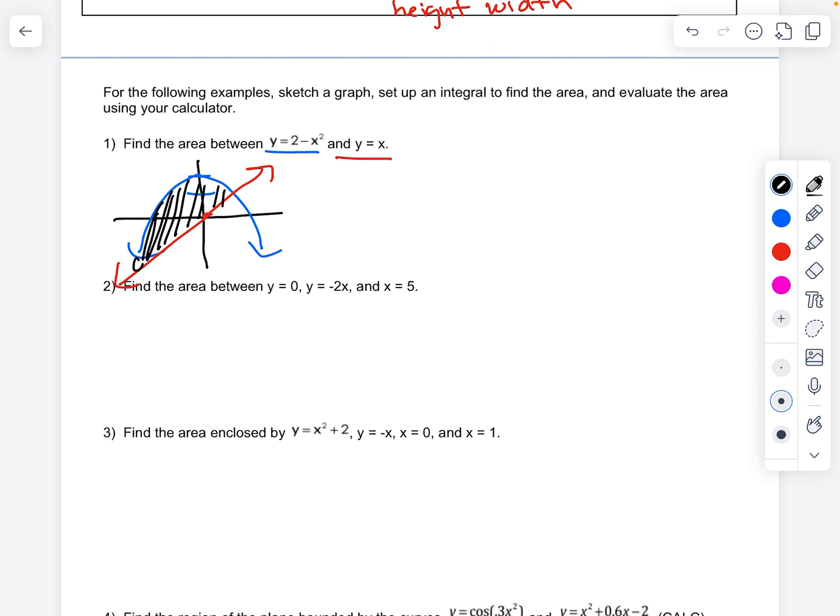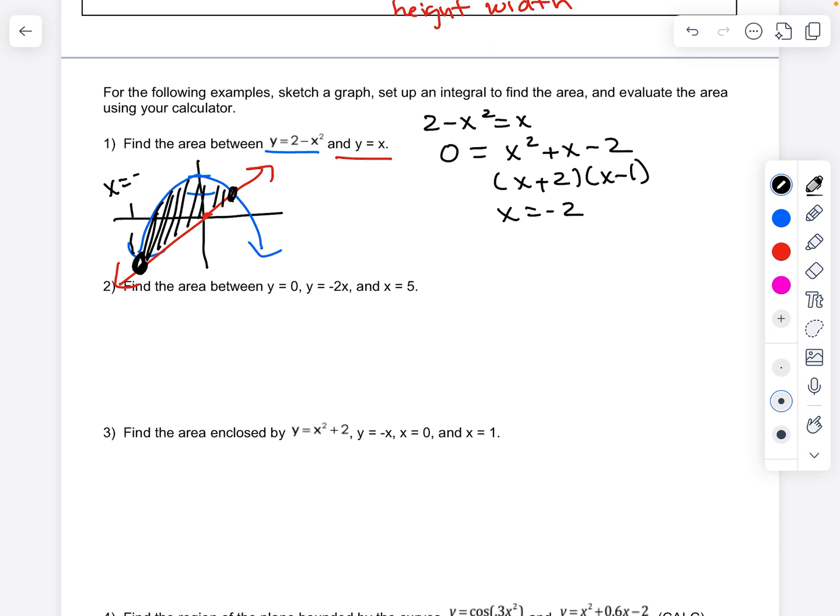Okay, step one is I need to figure out what my bounds are. So I need to know where these graphs intersect. I can do this without a calculator. We can just set these equal to each other and solve for the point of intersection. I do have an x squared, so I do want to have one side set equal to 0. So I'm going to move the x squared over. I have this, so this is going to be x plus 2 and x minus 1. So x equals -2 is this point of intersection right here. And then this one is x equals 1.